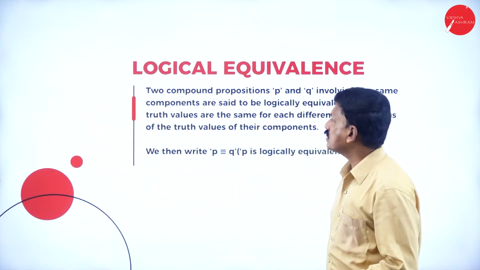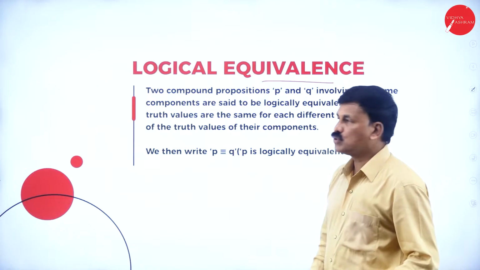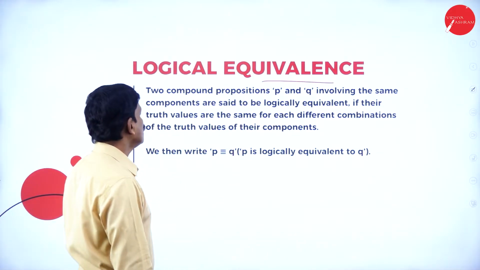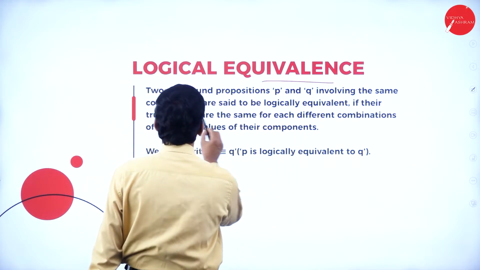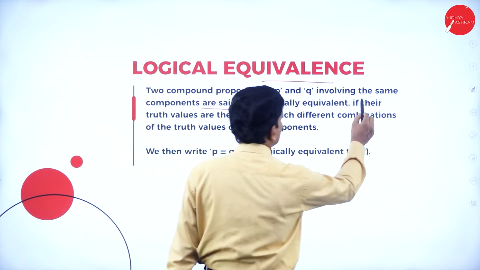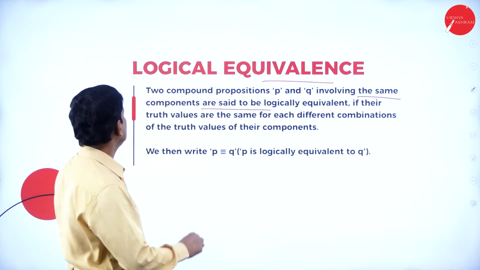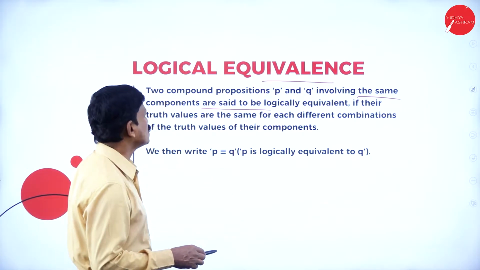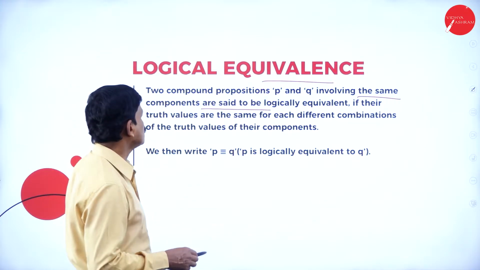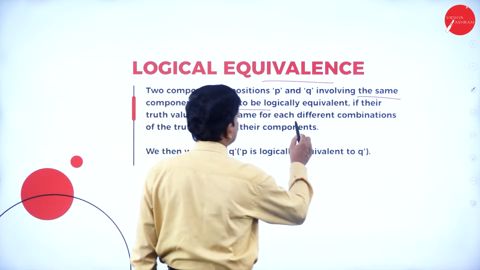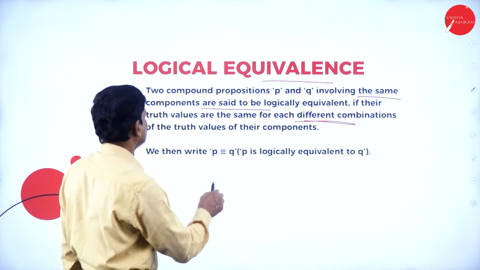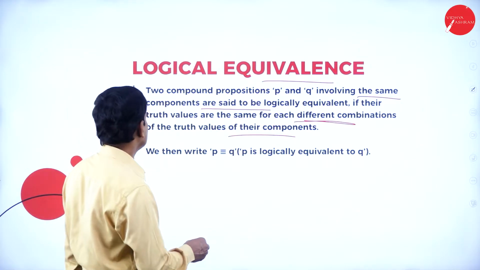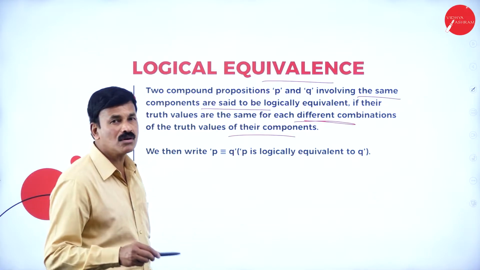Now let me explain what is meant by logical equivalence. Two compound propositions P and Q involving the same components are said to be logically equivalent if their truth values are the same for each different combination of the truth values of their components. So if the truth values are same for different combinations, then the two statements are said to be logically equivalent.